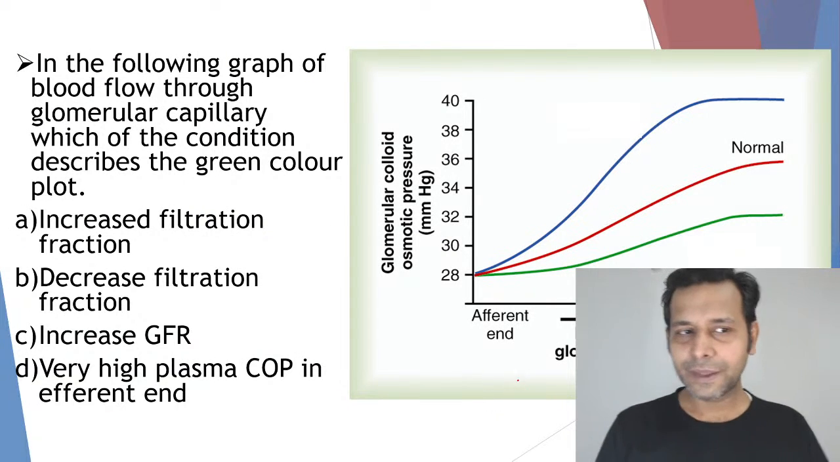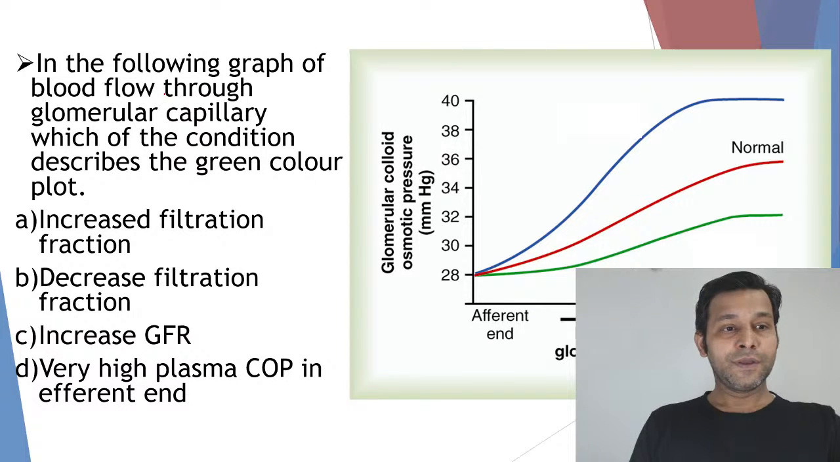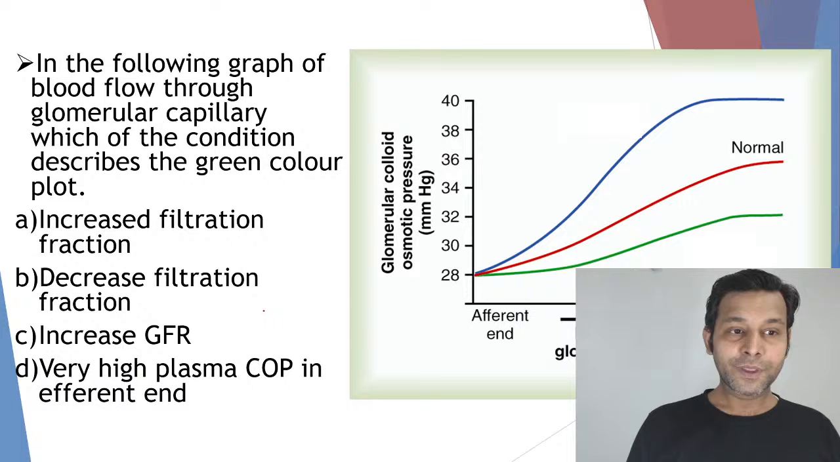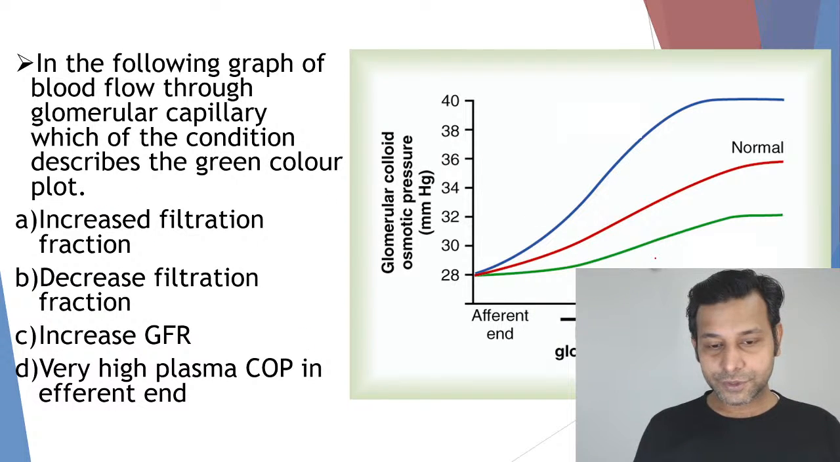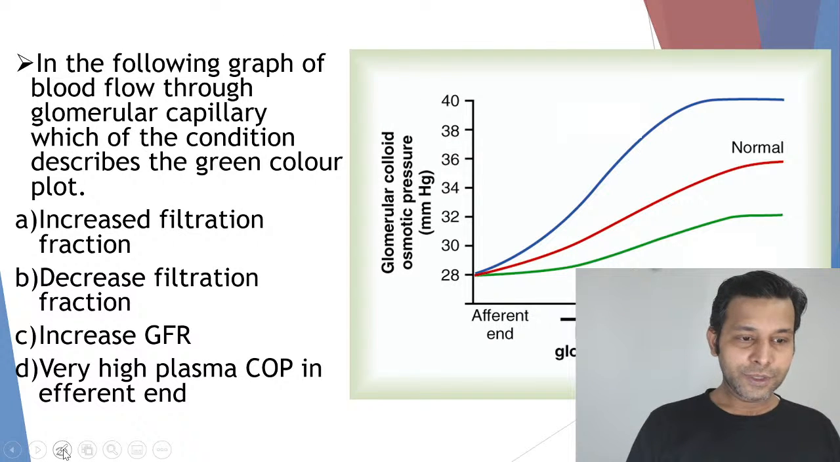Let us first take a simple MCQ here. In the following graph, blood flows through the glomerular capillary. Which of the conditions describes the green color plot? You have to identify the green color plot in the following graph.